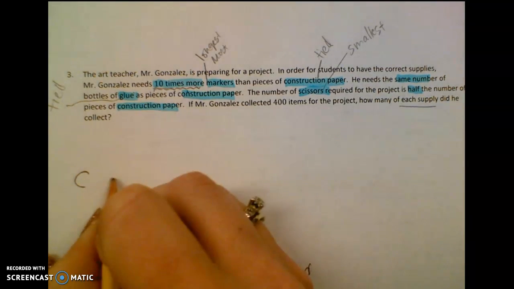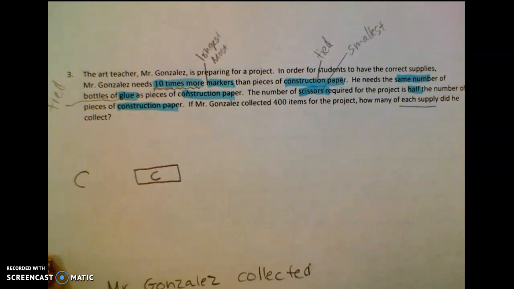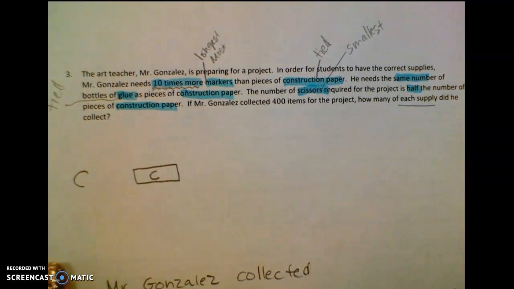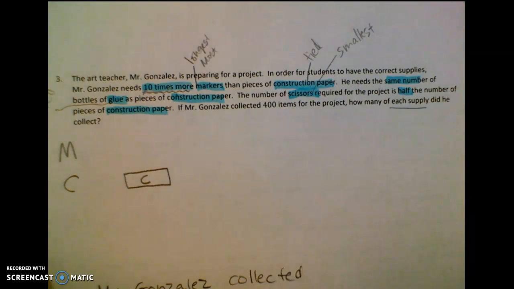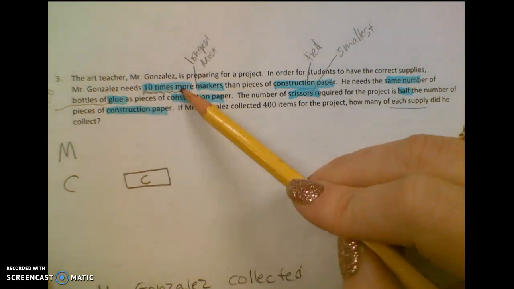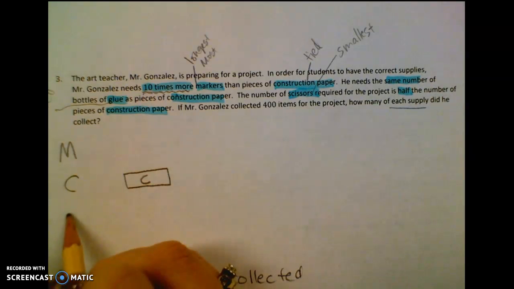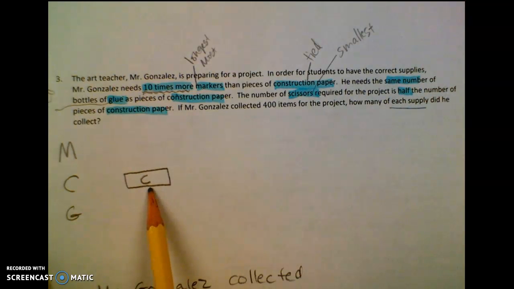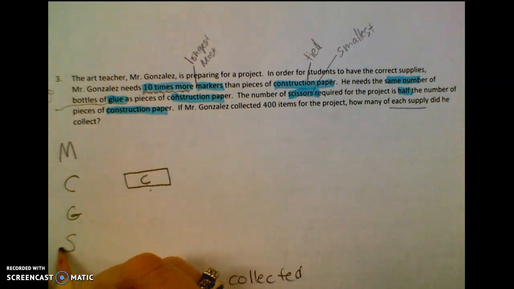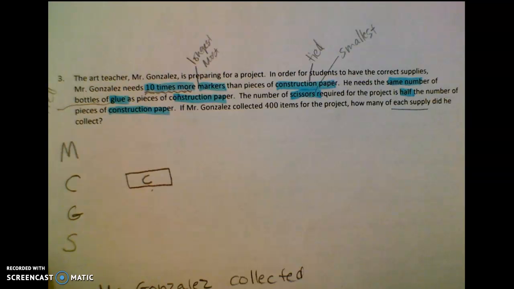So if this is construction paper, let's just do something like this. Here's C. So now that you know this is construction paper, can you then draw the tape diagram for markers, which would be 10 times the amount of markers? Can you draw the tape diagram for glue, which would be the same as this construction paper? And can you draw the scissors, which would be half the number of construction paper? Push pause until you have those drawn.